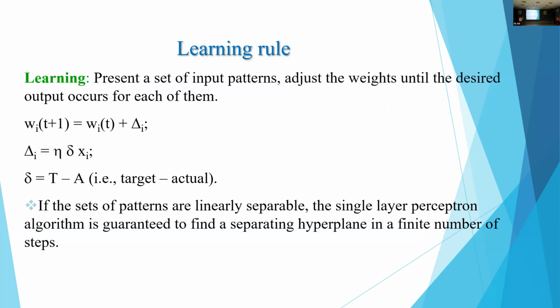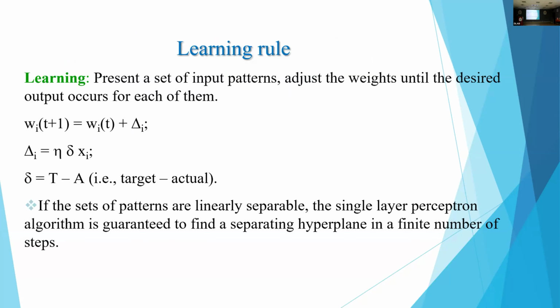Because some line may not be the correct one, I may not generate a good decision boundary. Some of the patterns may be misclassified. So I have to change the orientation of the line. How can I change it? I need to change the weight values. So how do I change the weight values? It should follow certain rules. This is the learning rule.